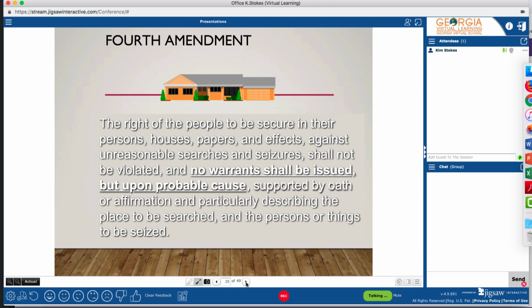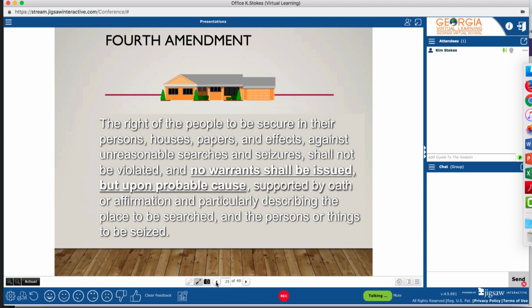The Fourth Amendment of the Constitution says the right of the people to be secure in their persons, houses, papers, and effects against unreasonable searches and seizures shall not be violated, and no warrant shall be issued upon probable cause, supported by oath or affirmation, and particularly describing the place to be searched and the persons or things to be seized. So only when there is probable cause shall a warrant be issued, supported by oath or affirmation, particularly describing the place to be searched and the persons or things to be seized.